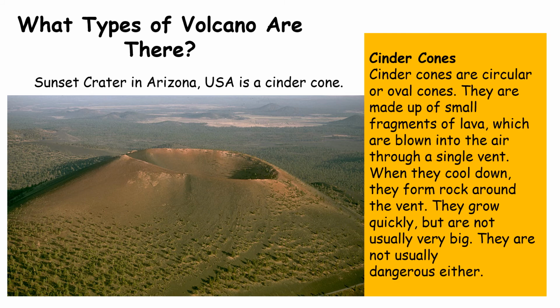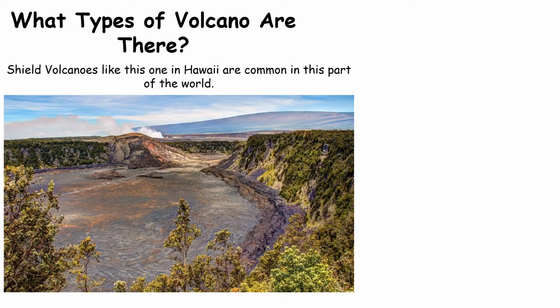Okay, we also have our cinder cone volcanoes, which are circular, giving them the cone-like name, made up of small fragments of lava which are blown into the air through a single vent, and when they cool they form the rock around the vents. They grow quickly but are not usually very big and not usually dangerous either.